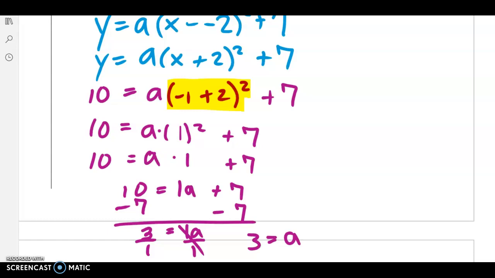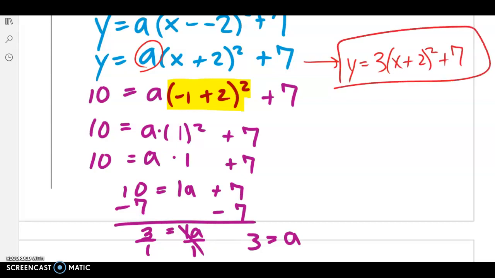So now we're going to go back to this step right here where the h and the k are already plugged in, and now we just have to replace the a with 3. So y equals 3, parentheses, x plus 2 squared plus 7. Okay, so the letters, the x and y should still be x and y, but you should replace the a with 3, and then the h and the k are there as well.